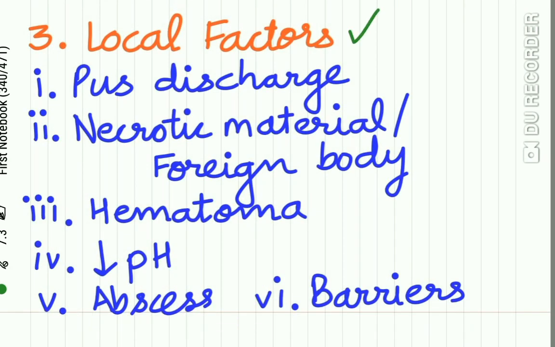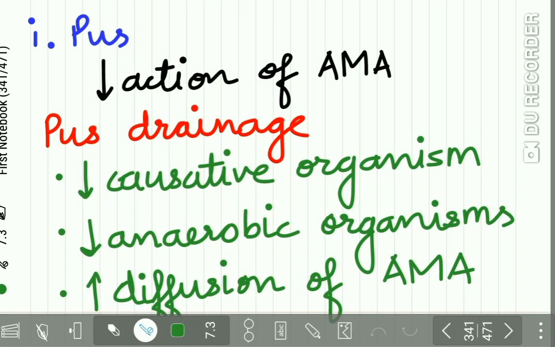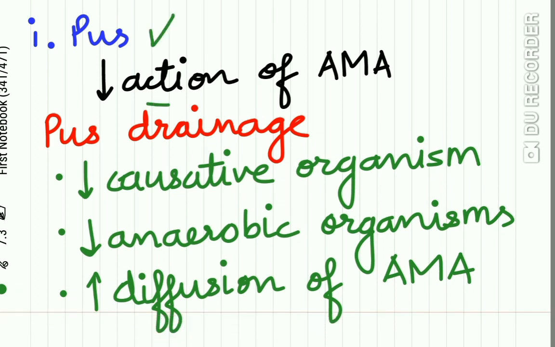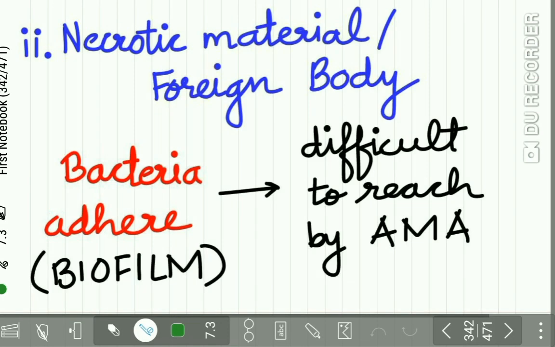Now, the local factors associated with the choice of the antimicrobial agent include the pus discharge, necrotic material or any foreign body, hematoma, reduced pH, abscess, and any penetration barriers if present. Now, presence of pus reduces the activity of an antimicrobial agent. So, the pus drainage should be done. Pus drainage causes a reduction in the number of causative organisms. It also kills the anaerobic microorganisms because by pus drainage, these anaerobic organisms come in contact with oxygen, which kills them. Also, pus drainage increases the diffusion of the antimicrobial agent in the pathological lesion.